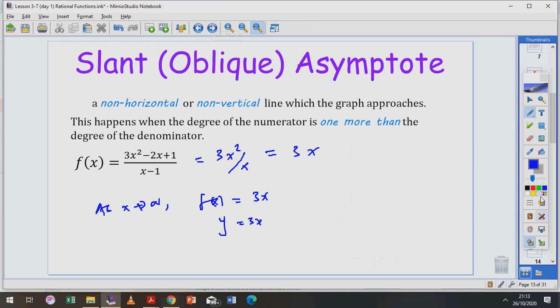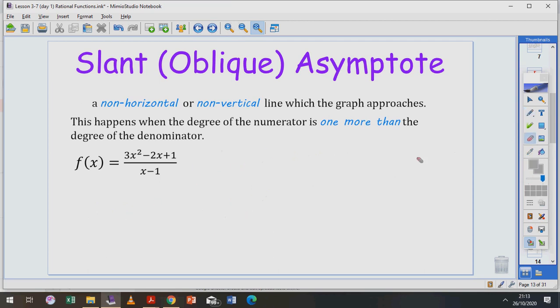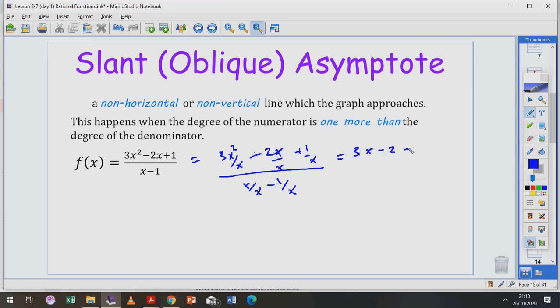Oh, sorry. For this one, I'm going to do it for all the terms so that I don't miss a factor, because x is the same power as this. If I divide 3x squared by x, minus 2x divided by x, plus 1 divided by x, all over x divided by x minus 1 divided by x, then first I reduce it. This is 3x minus 2 plus 1 over x, all divided by 1 minus 1 over x. Then I ask what happens when x becomes a very, very big number.